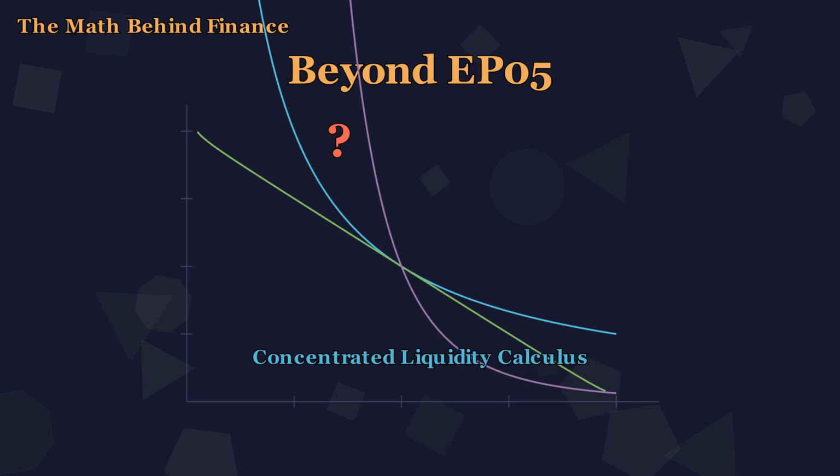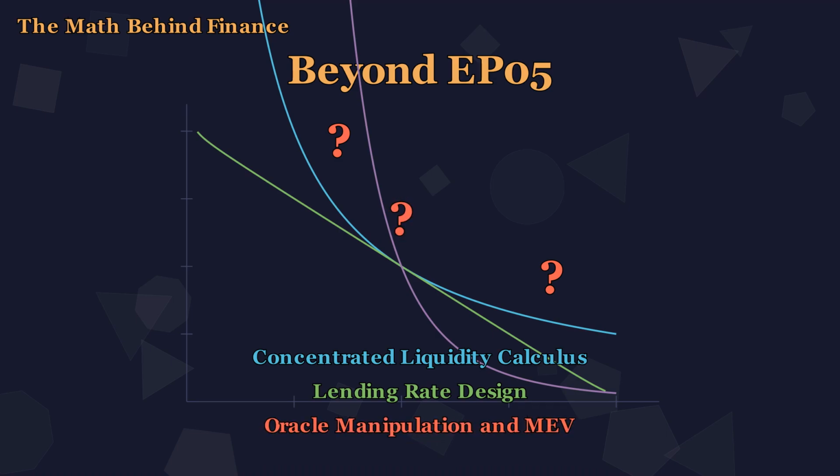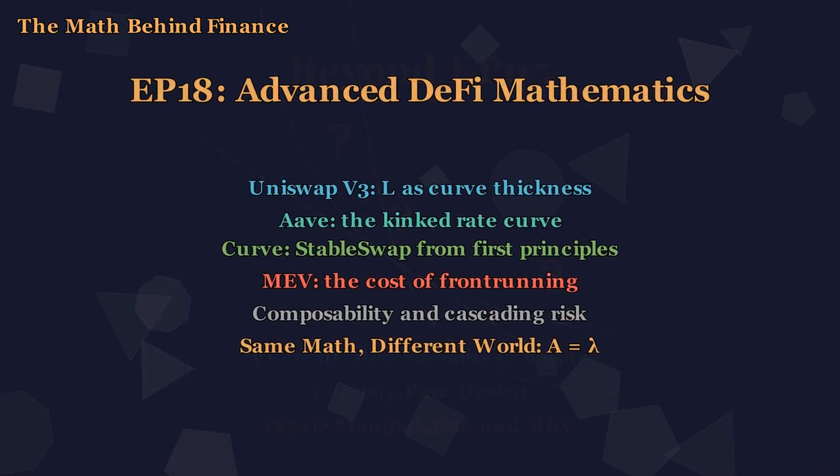First, Uniswap V3 lets you concentrate liquidity into a price range. What does that do to the math? Second, lending protocols like Aave use a kinked interest rate curve. Why does the rate explode above 80% utilization? Third, if prices live on a bonding curve, can an attacker manipulate the oracle by simply trading? Today, we solve all 3.